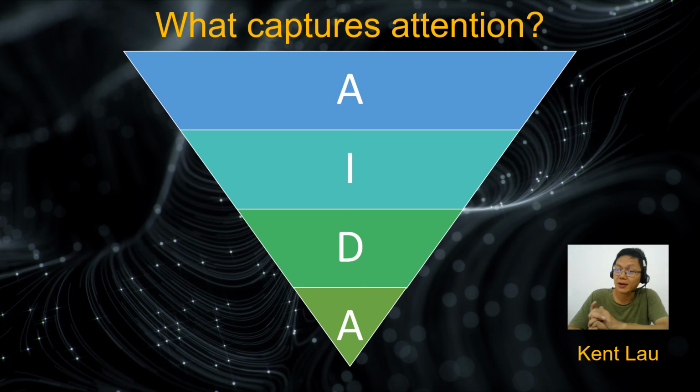So now today, what causes people to take actions? You need to achieve these four steps. The first A is attention. The second one is interest. Third one is desire. And fourth one is actions, right? Because you need to lead them to take actions.